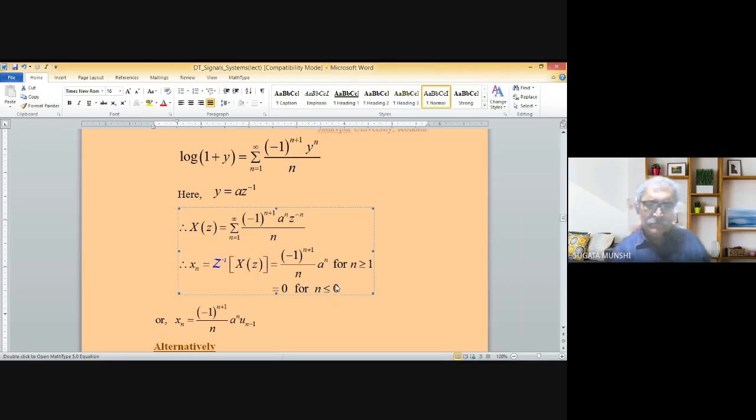Therefore, in a more compact form, x[n] is minus 1 to the power n plus 1 by n, a to the power n u[n minus 1]. If you introduce u[n minus 1] here, you need not write these two separate expressions. One expression suffices. Write it down.